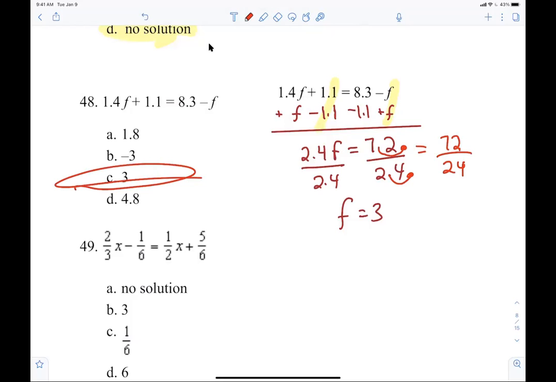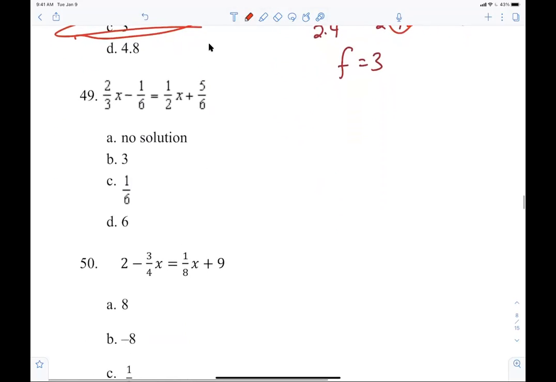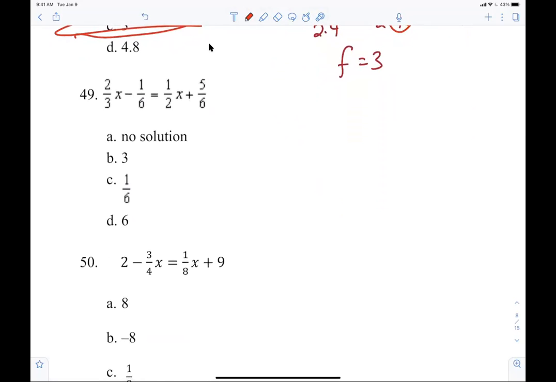Okay. 49. 2 good fraction problems to end. 49 and 50. We'll call it a day. 49 and 50. Come on now. I need everybody's attention on these.